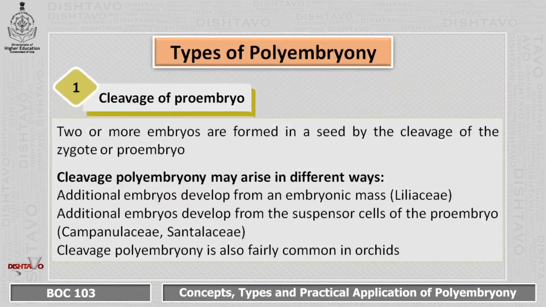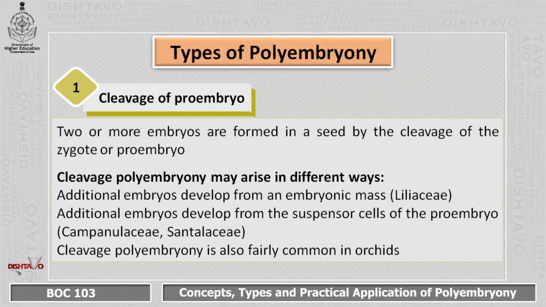Cleavage of proembryo. It is the common and simplest method of the development of more than one embryo in a seed. 2 or more embryos are formed in a seed by the cleavage of the zygote or proembryo. This feature is of widespread occurrence in the gymnosperms, but it is rare in the angiosperms.